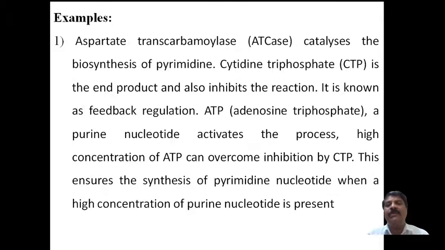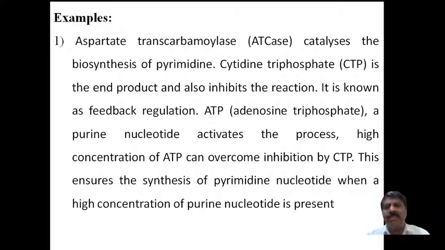Now come to the examples. I have three examples to discuss here. The first example is aspartate transcarbamylase, ATCase. The name ends with 'ase', which means it is an enzyme. Aspartate transcarbamylase, ATCase, catalyzes the biosynthesis.